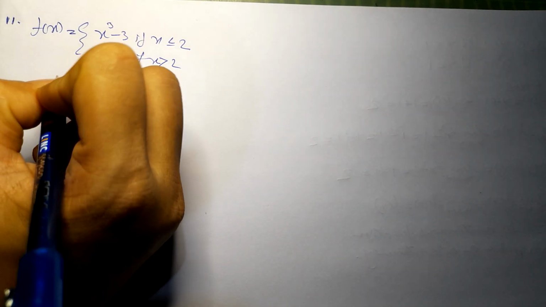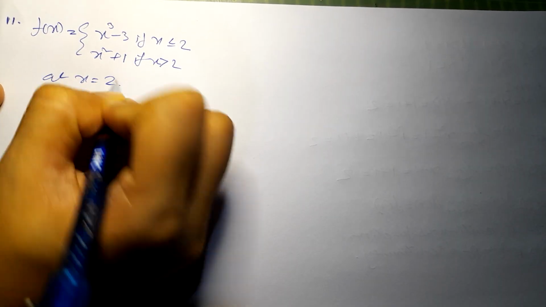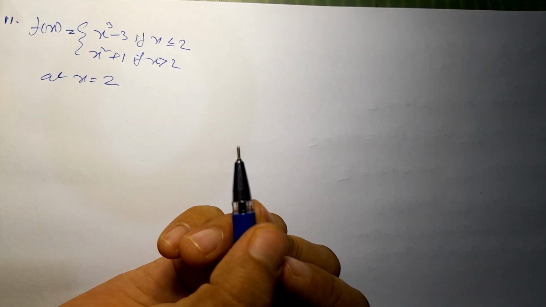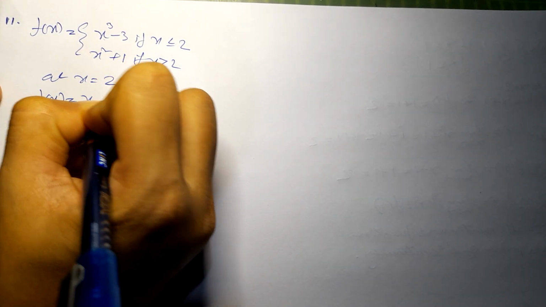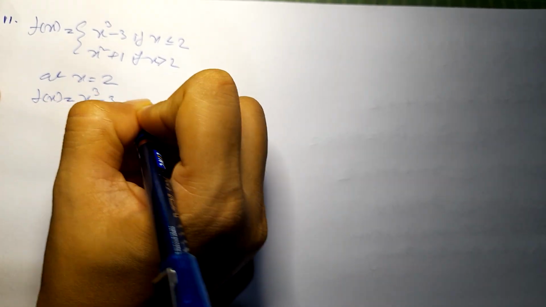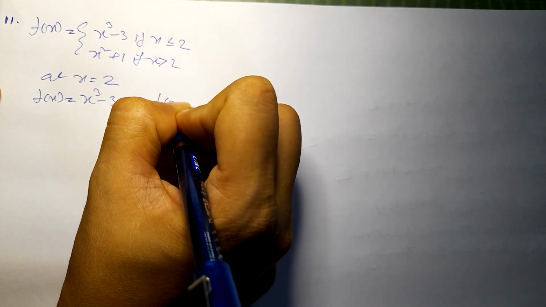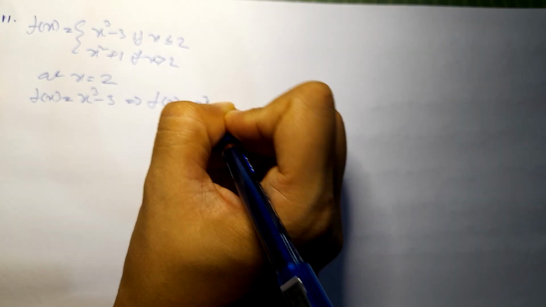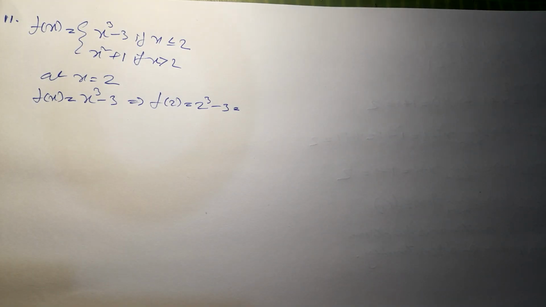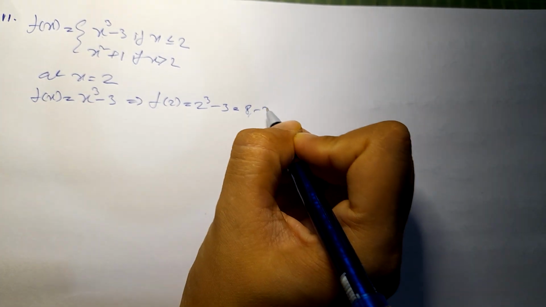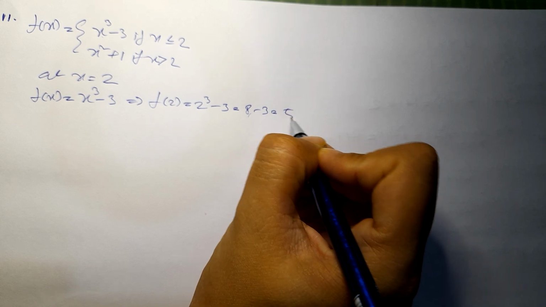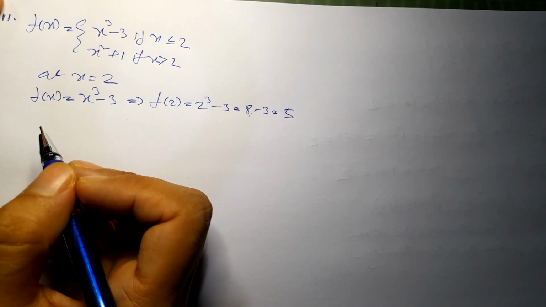At x equal to 2, which one is the function? This is the function. f of x is equal to x cube minus 3, so f of 2 is 2 cube minus 3. 2 cube is 8, 8 minus 3 gives 5.